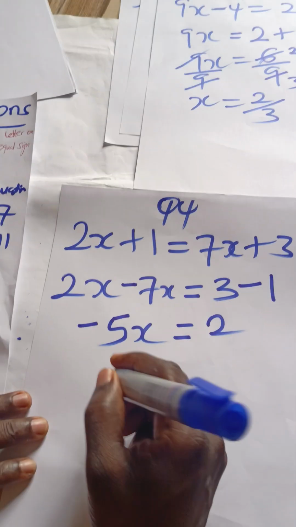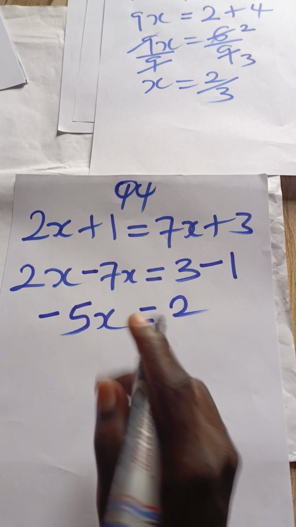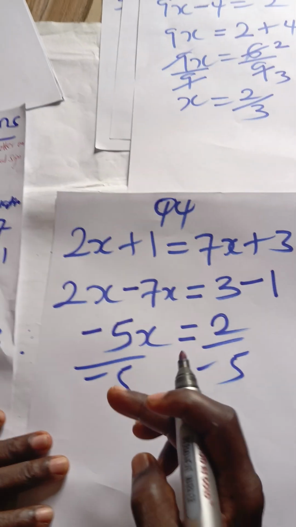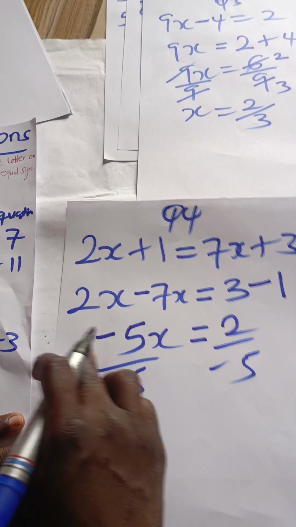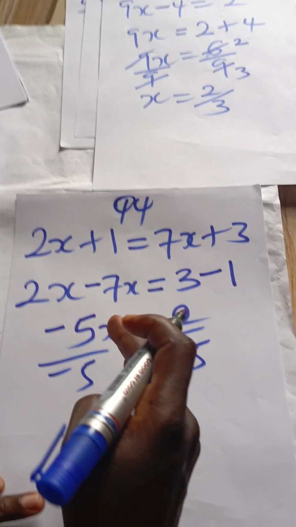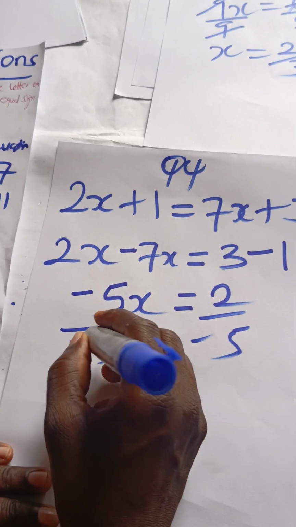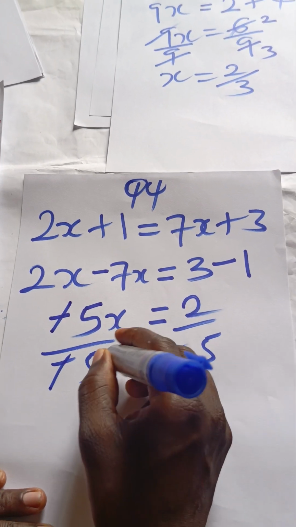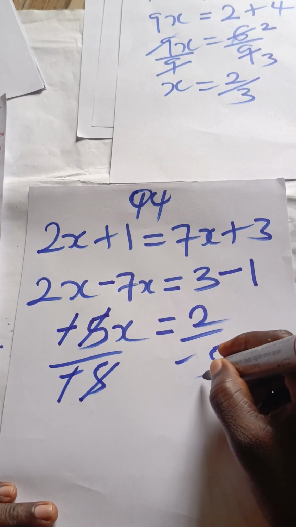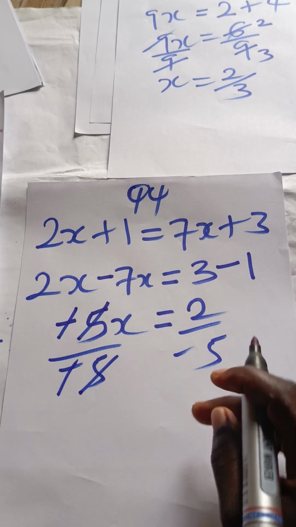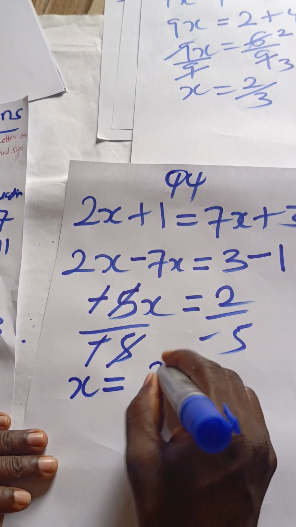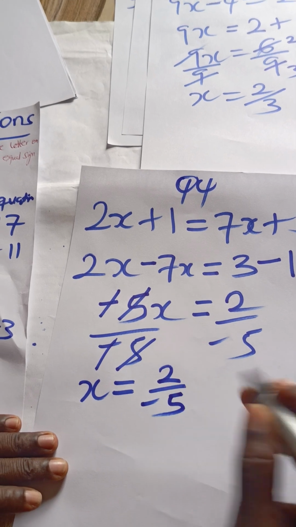Right. So here we are going to divide both sides by -5. Why -5? Because we don't want any negative or positive sign attached to the x. We want to isolate the x from the -5. So this negative will cancel this negative, and 5 will cancel 5. So we are going to have x is equal to 2 over -5.